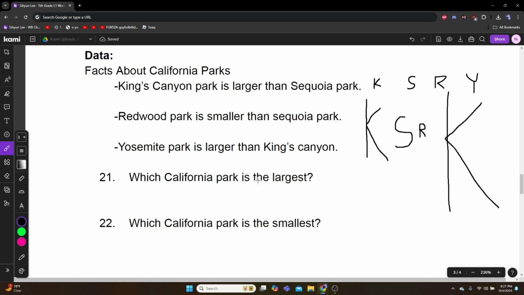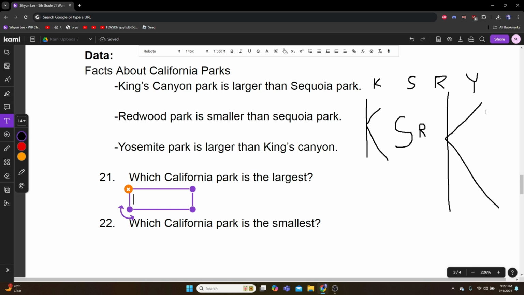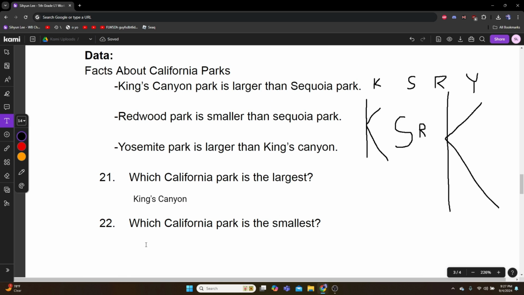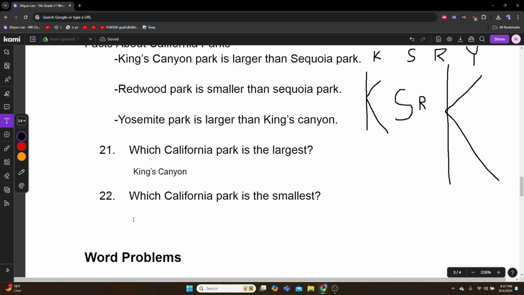So which California park is the largest? It would be K, which is Kings Canyon. Which California park is the smallest? If we look at the visual diagram, we can see that R, which is Redwood Park, is clearly the smallest of them all.